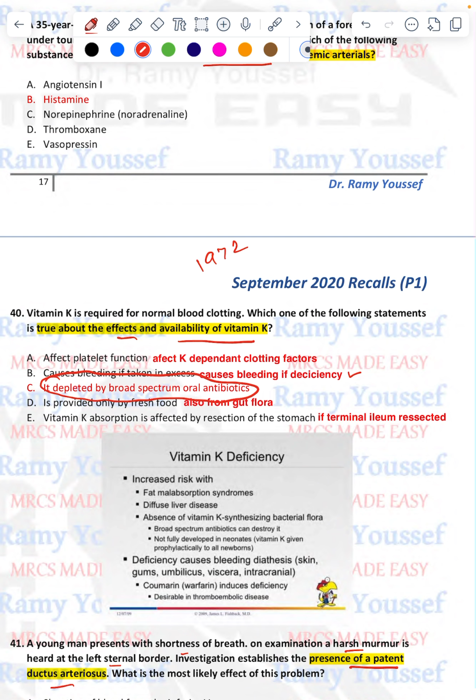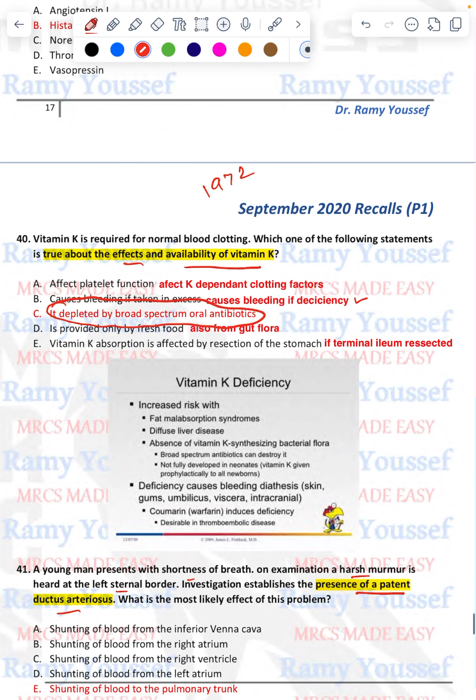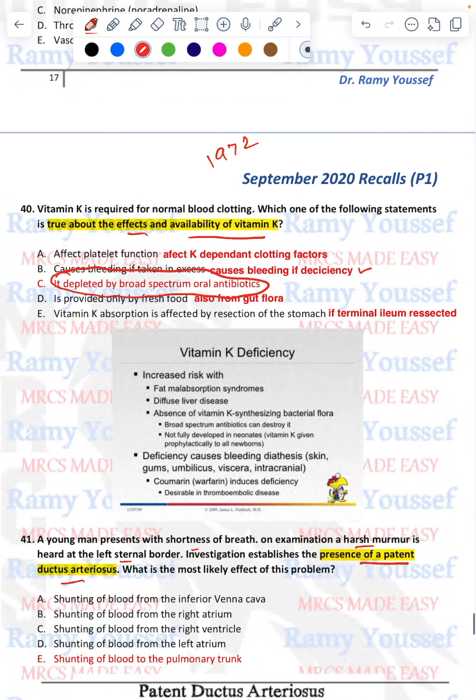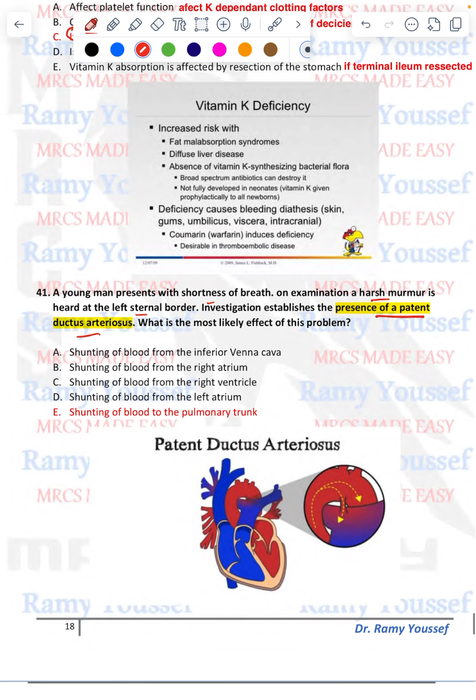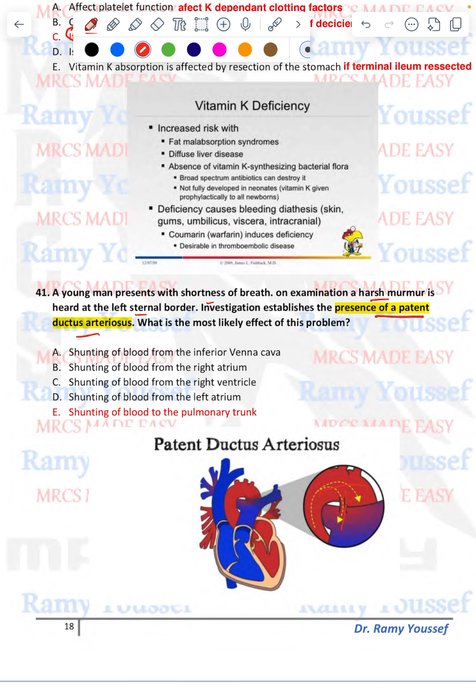There is pulmonary hypertension. Pulmonary trunk. Yes. This is aorta. This is going to the pulmonary trunk.